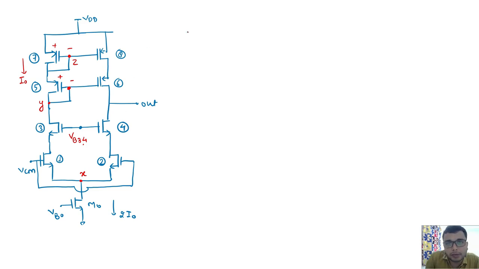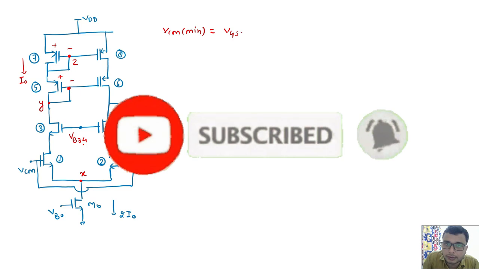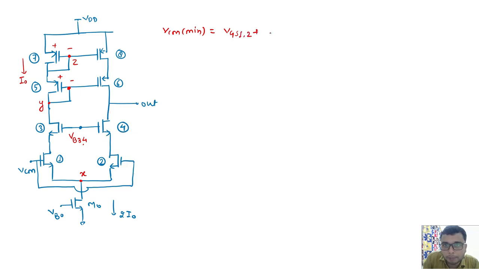So what can be the minimum value of common mode? I will directly go ahead here. What is the minimum value? Minimum value is again nothing but a VGS, which is a fixed value defined by the current, VGS of 1, 2 plus VDSAT of transistor M0. So this is the minimum value. It is the same in both the cases.